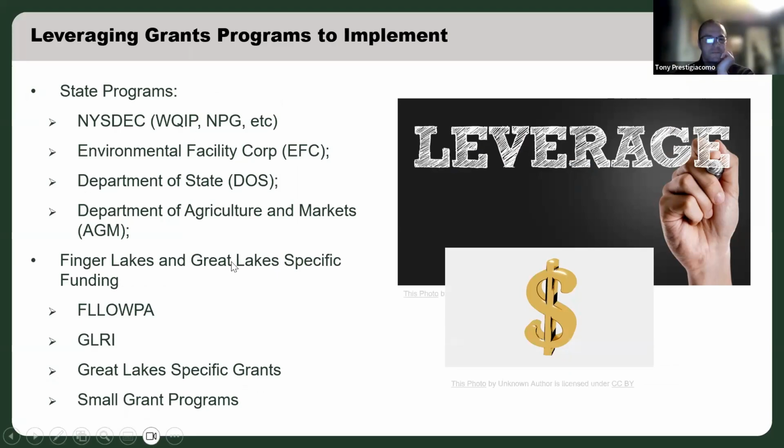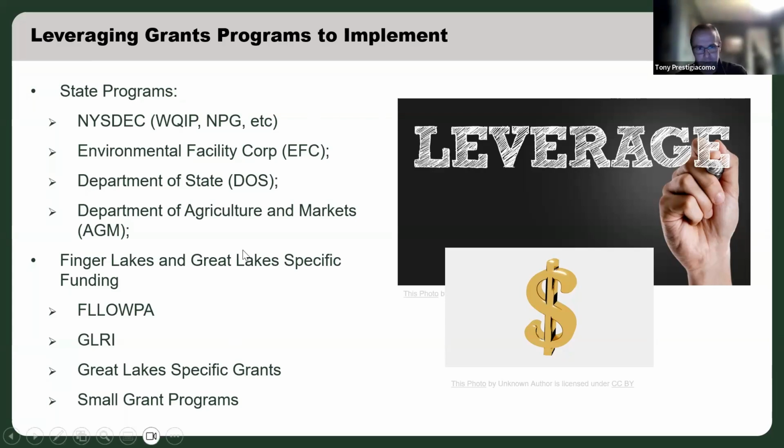So, oops, sorry. State grant, the different funding sources that are available. This is not an exhaustive list, but there are state programs through the DEC, like the WQIP and NPG program. The EFC has funds, Department of State, Ag and Markets. Those are all statewide. There are Finger Lakes and Great Lakes specific funding through FLOPA, the Great Lakes Restoration Initiative, and then both Great Lakes and Finger Lakes small grant programs.